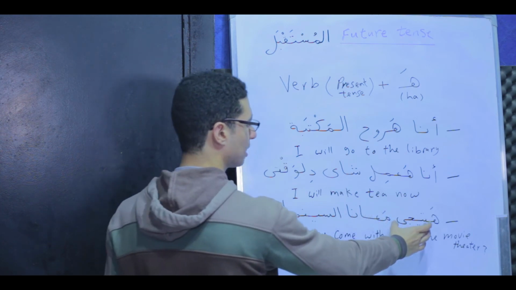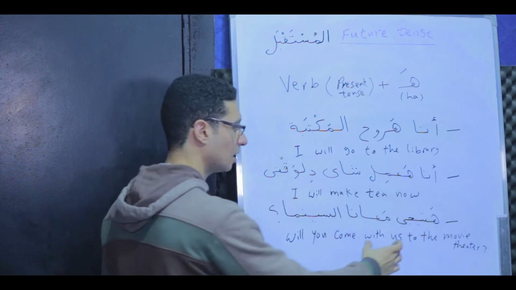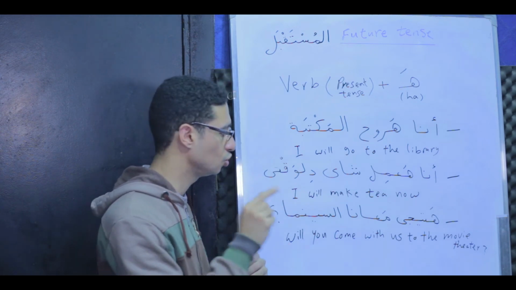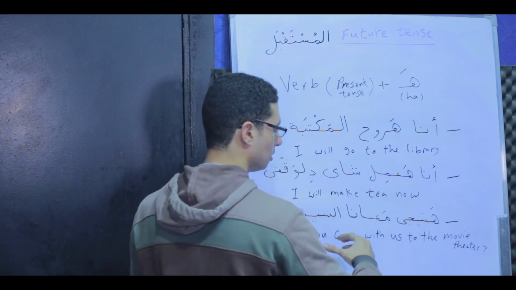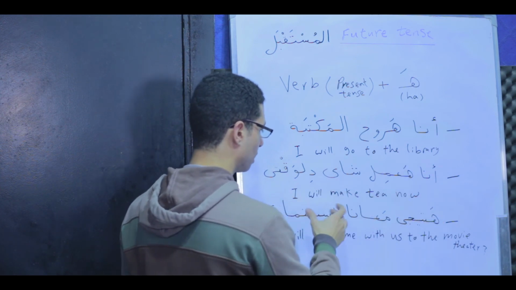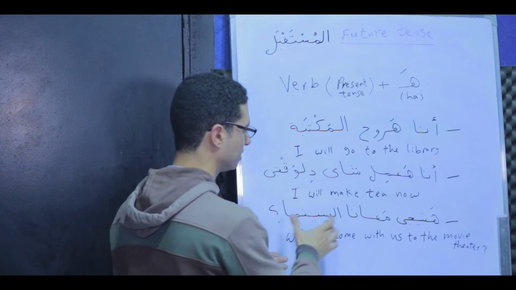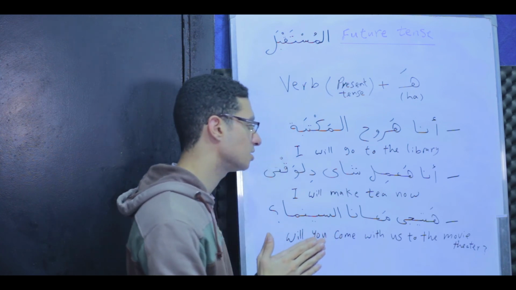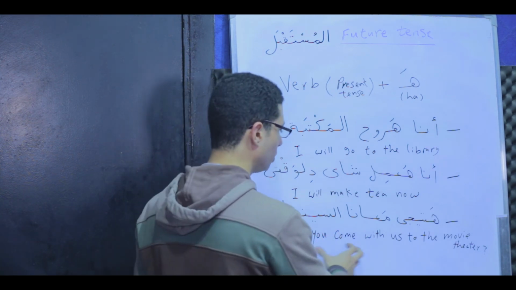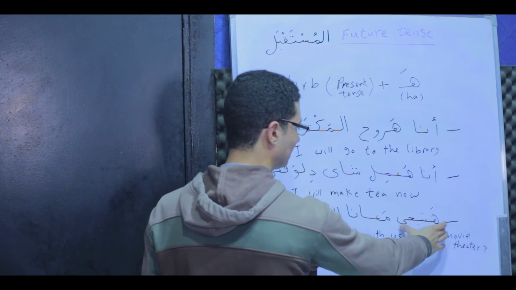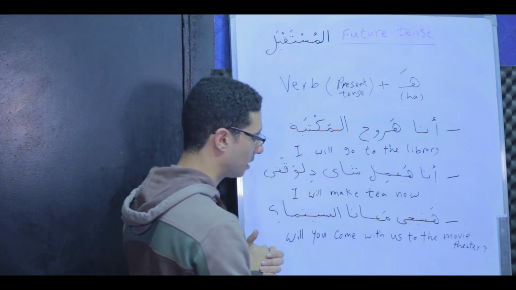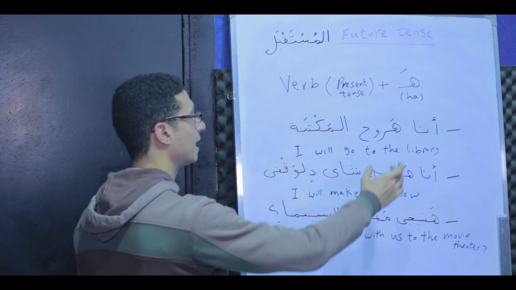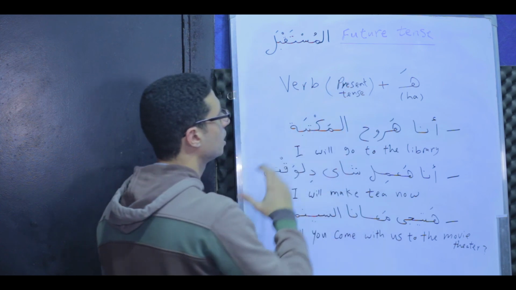Okay, the last one is a question. هتيجي. Of course, تيجي is conjugated with you. It means you come. So هتيجي, you will come. معانا, with us. السينما. Okay, السينما here has two meanings. It means cinema and it means movie theater. Okay, so will you come with us to the movie theater? هتيجي معانا السينما. So this is the future tense in Egyptian dialect, just adding the prefix ha before the present tense verb.